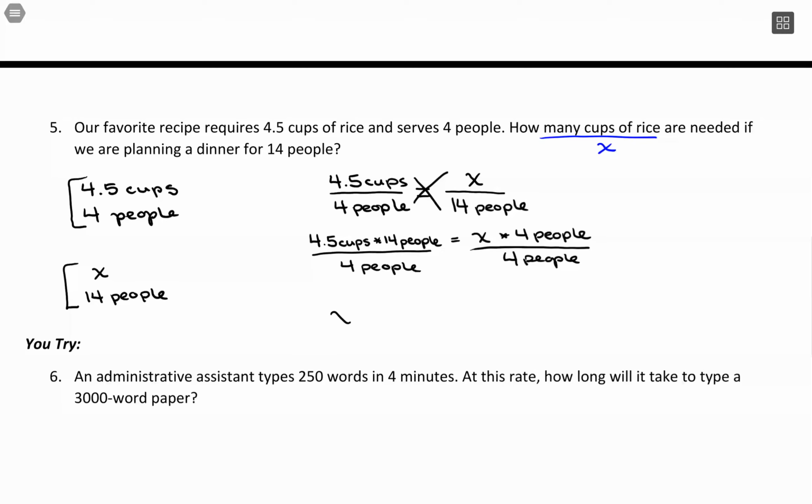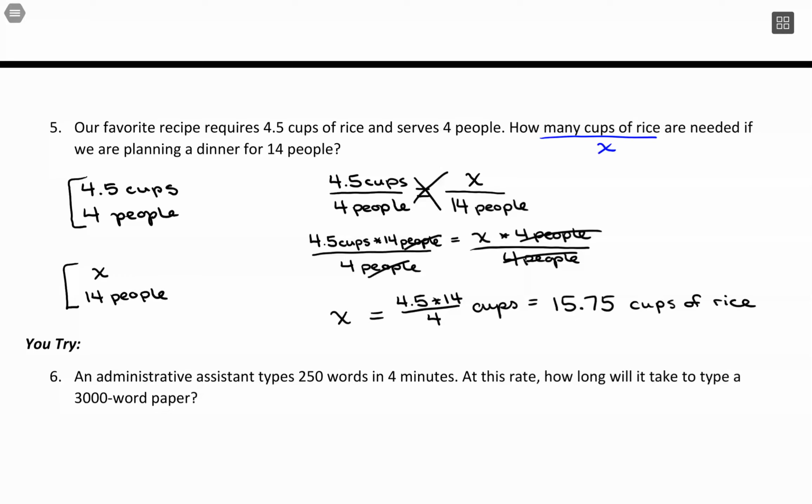So when we're solving for x here, on the right-hand side, that'll all cancel out, so we just have x. Numerically, you'll find 4.5 times 14 divided by 4, and then our units, those units of people will cancel out, and we're left with the units that we want, which is cups. And numerically, that should come out to 15.75 cups of rice.